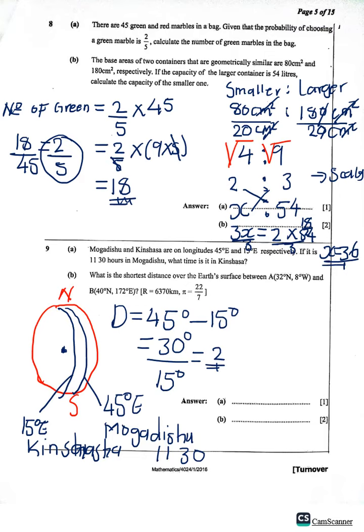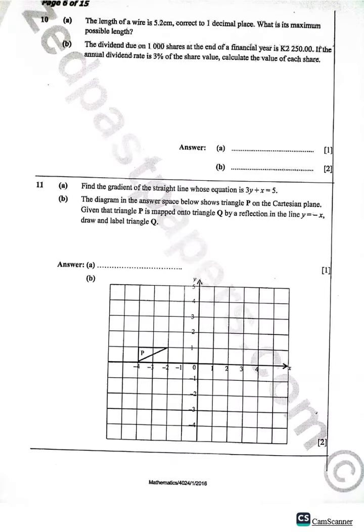So if the time given is ahead and you are finding the time behind, the given 2 hours should be subtracted from 11:30. So 11:30 minus 2 hours. So 0 minus 0 is 0, 3 minus 0 is 3, then 11 minus 2, that is 9. So the time at Kinshasa is 9:30. Now we can move on to question 10.